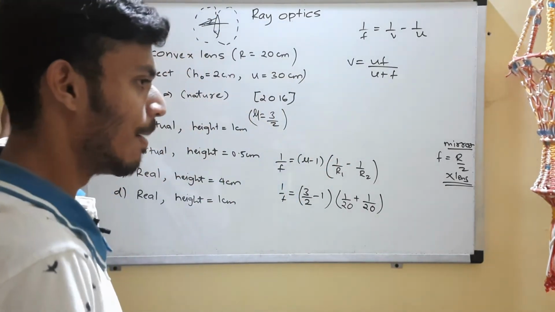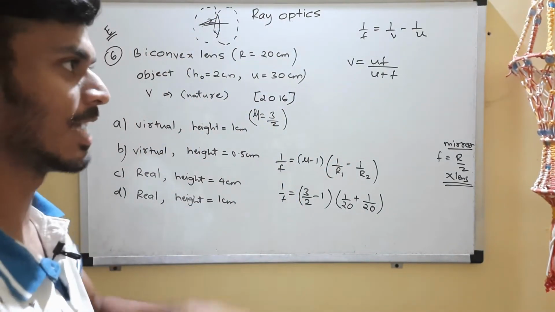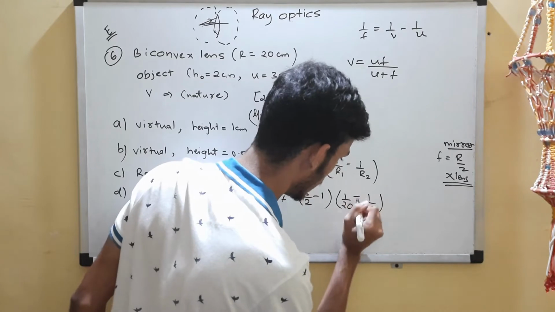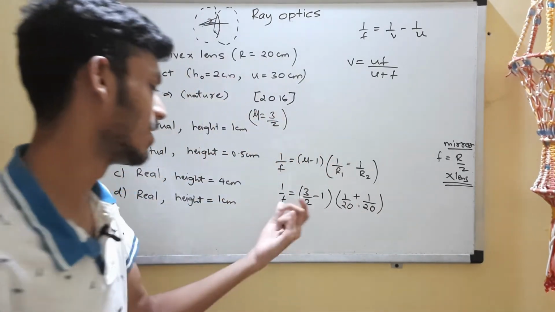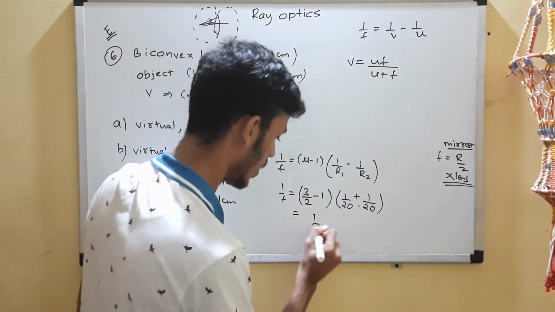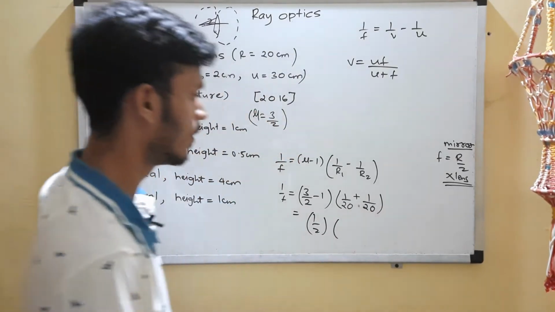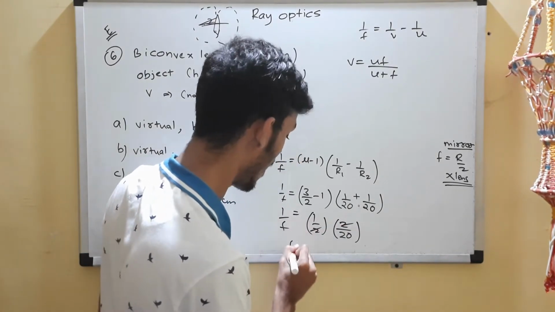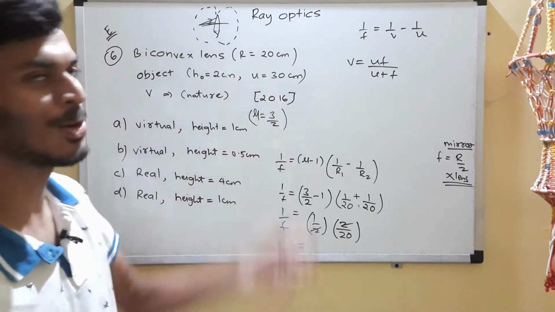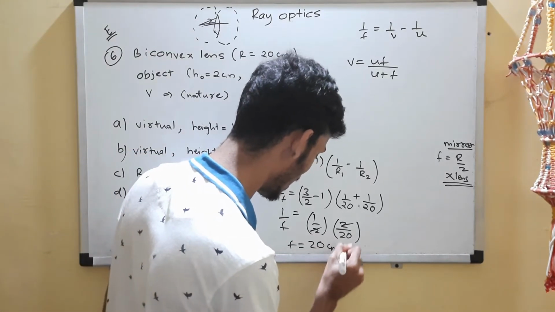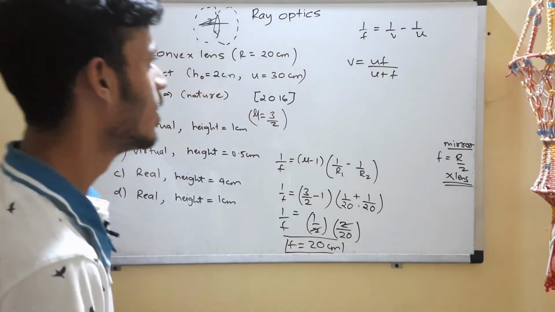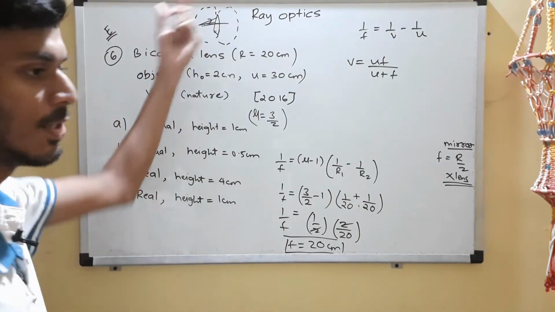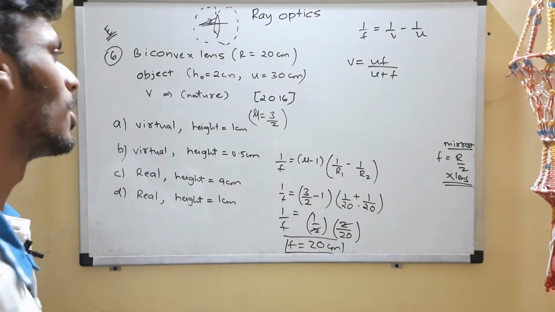Some of you might know by heart that r1 is positive for biconvex and r2 is negative. Anyways, okay, so this was negative over here, this is also negative, so I just made it positive, okay? So 3/2, which is 1.5, minus 1, that is half, so half. And here we'll have 1/20 plus 1/20, that is 2/20, okay? So 2 and 2 will get cancelled, and f is itself 20, not 20/2, okay? Yes, so that is our answer for f, okay? So we get the value of f as 20, and it also shows that it's positive 20, so it's a convex lens, right? It has a positive focal length, right?